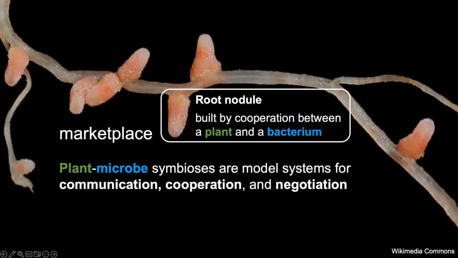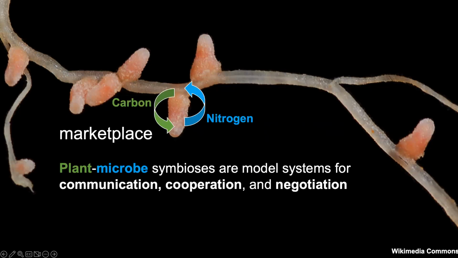Because of interactions like this one, but not limited to this one, plant microbe symbioses have been developed as model systems for thinking about communication, cooperation, and negotiation in biology in a bunch of different contexts. And a lot of what we learn here, we can extrapolate outside of plants to animal systems, but I think it also is a good model to understand trading and things like that in general. So a bit about this particular mutualism.